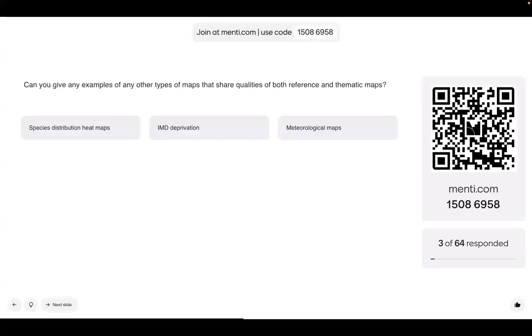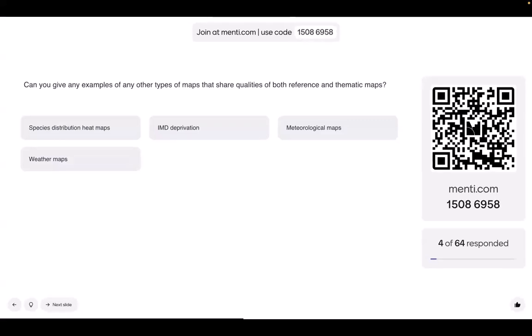IMD deprivation. This is great. Yeah, this overlays deprivation statistics over a base map over certain areas, which helps us identify which areas are high or low in deprivation statistics.